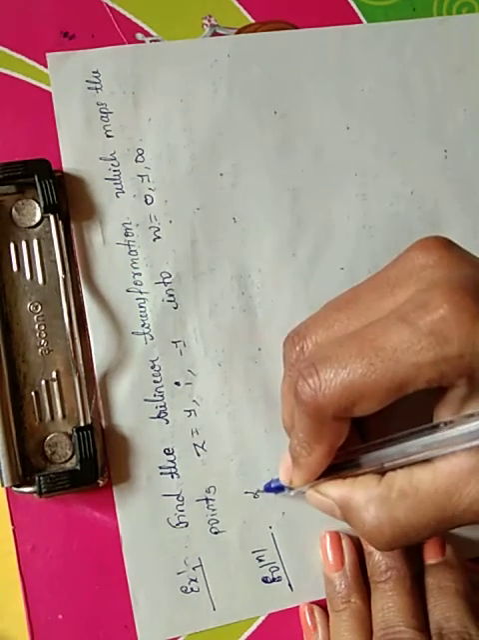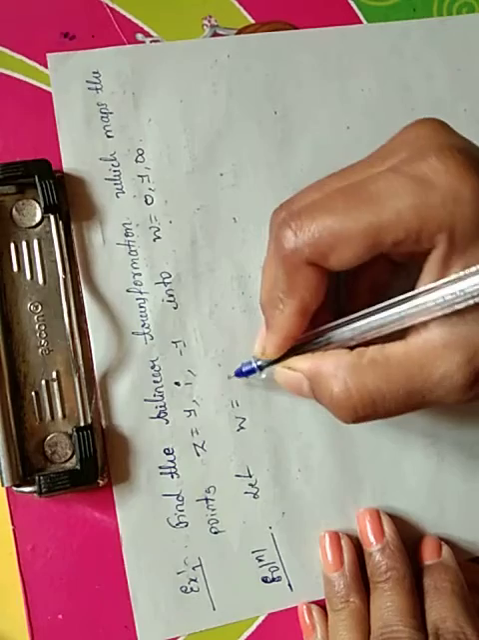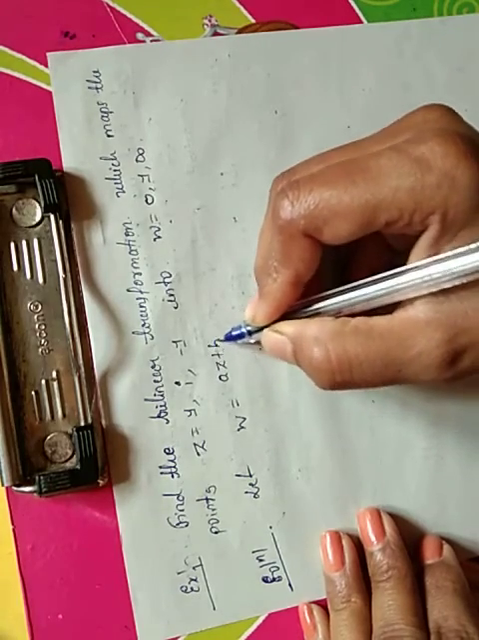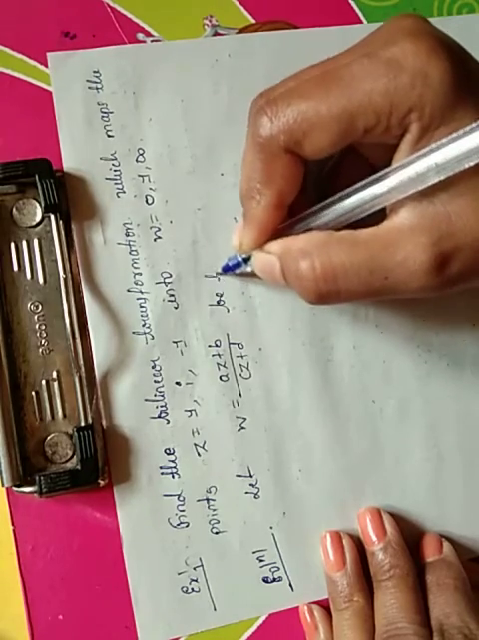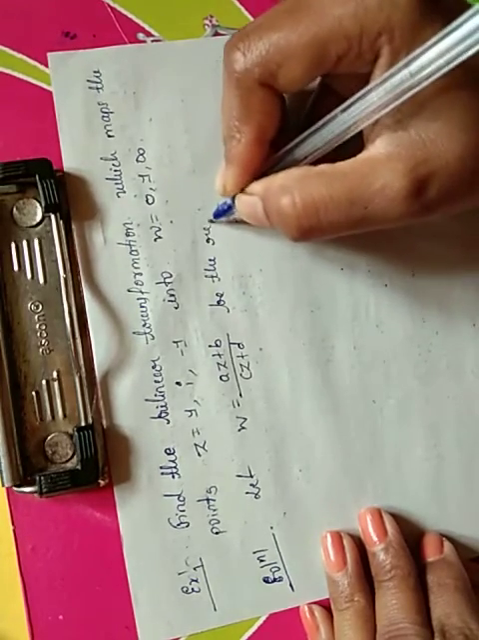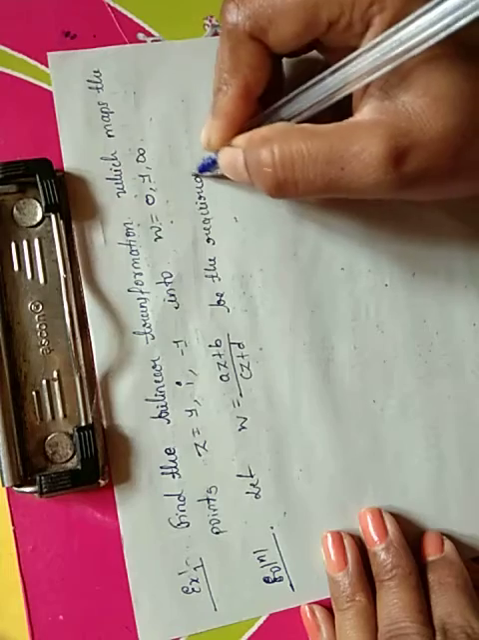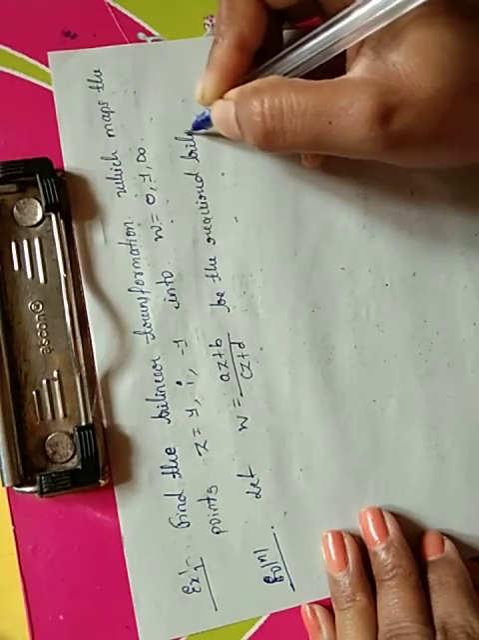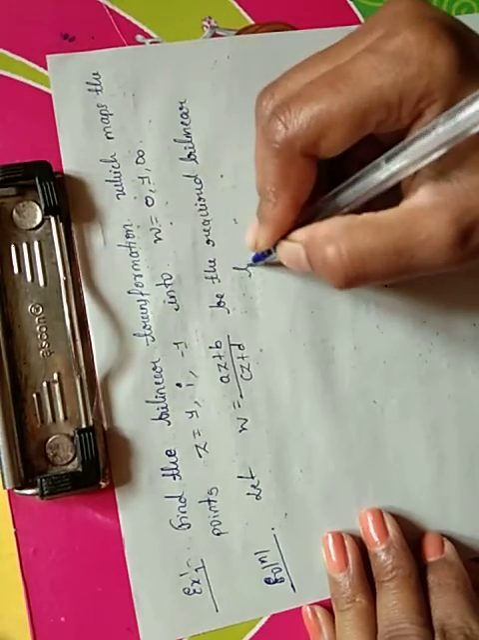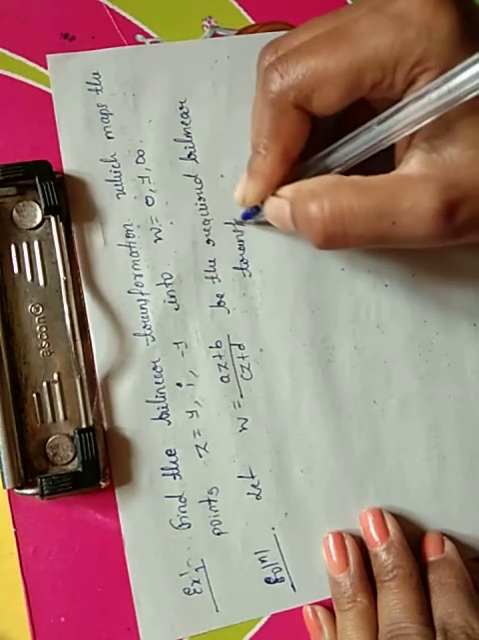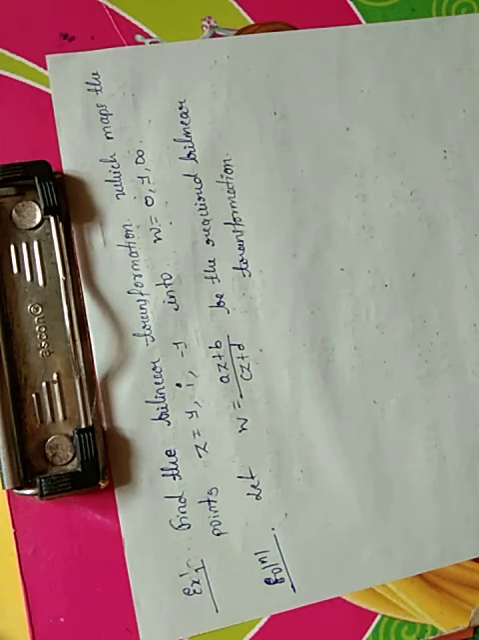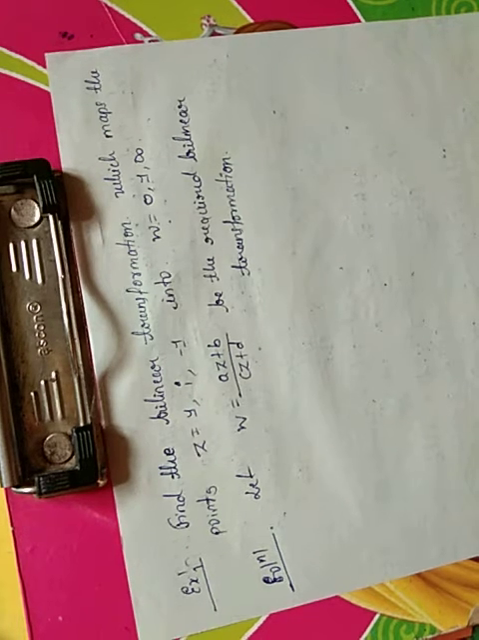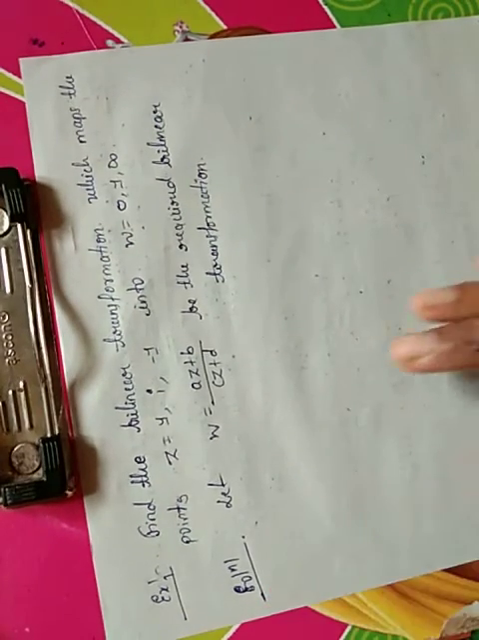So first take down: let w equal to az plus b divided by cz plus d be the required bilinear transformation here. Now we have to substitute the respective points here.